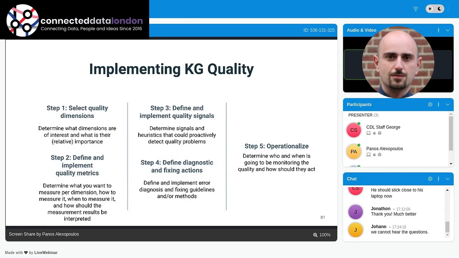A fourth step is to define diagnostic and fixing actions. Okay, we see that something is wrong. Why is it wrong? We've seen that we have, for example, a lot of bad synonyms. What is the problem? Is the problem the data source that we use? Is the problem the methods that we use? Right. So, go back and do root cause analysis practice. And finally, we need to operationalize that, determine who is going to be monitoring the quality, when, and how they should act.